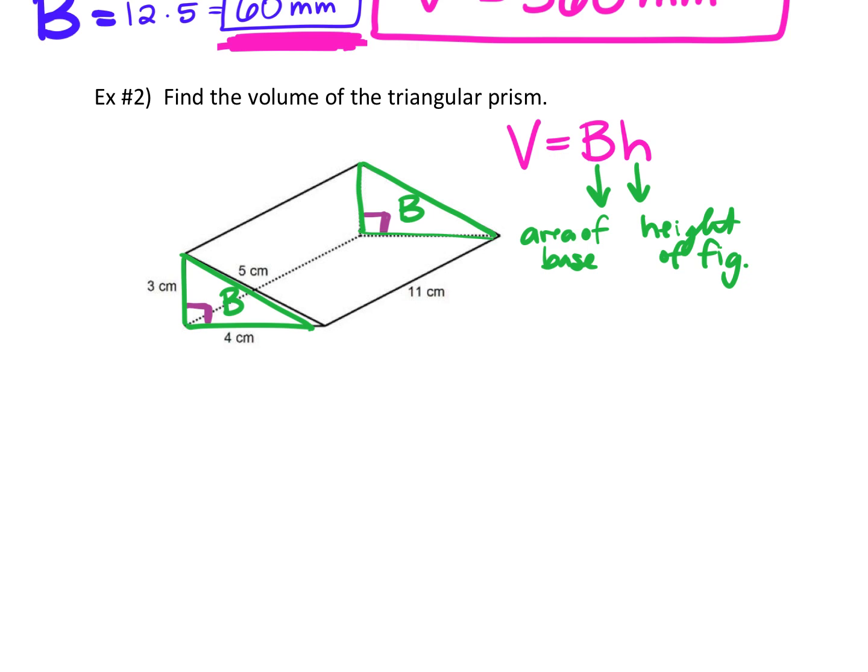Your base is a triangle. How do you find the area of a triangle? Is it Pythagorean theorem? It's not Pythagorean theorem. I mean, if you were missing a piece, you could use the Pythagorean theorem, right? This is a Pythagorean triple, so you're not wrong. But the area of a triangle is 1/2 BH, right? Area of a triangle, 1/2 base times height.